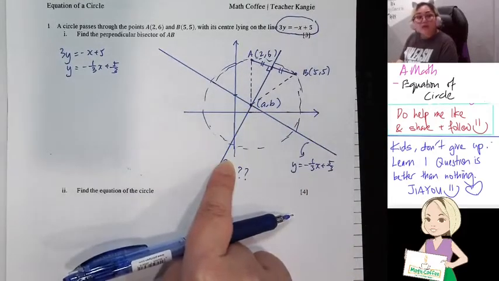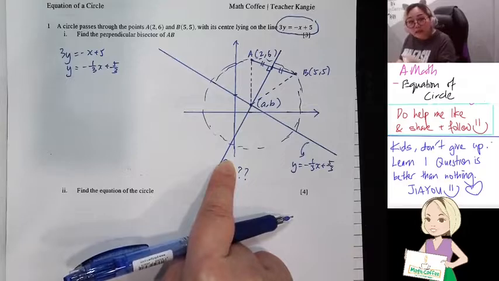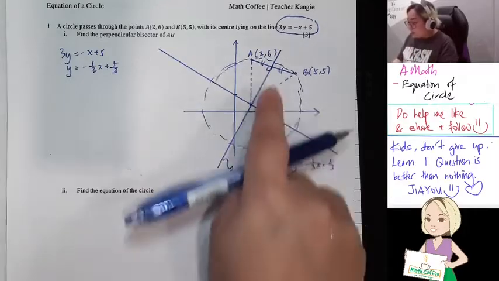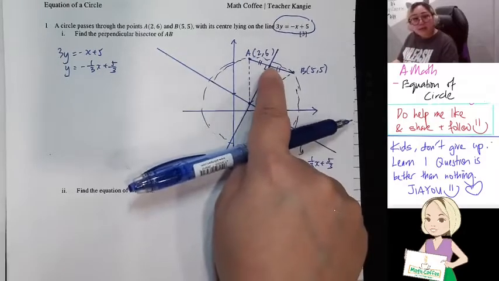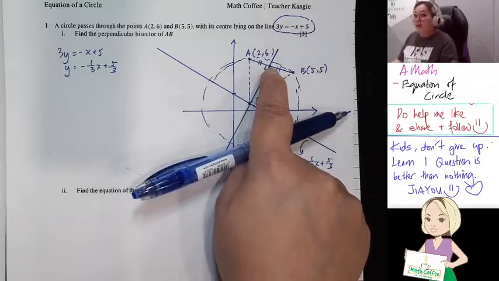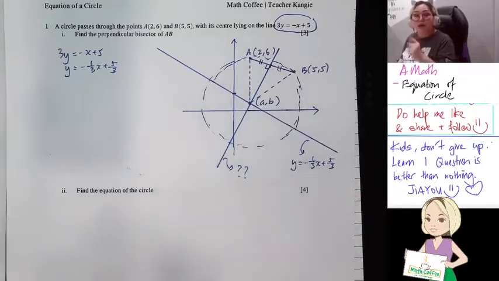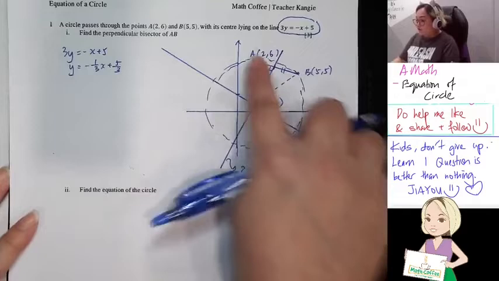And after that, I need to find a point which is on this line. And how do I find the point? It's a bisector. It means that I need to find the midpoint of AB, and I will have a point. Okay, this is how you find the perpendicular bisector. So let's find the gradient of AB first.